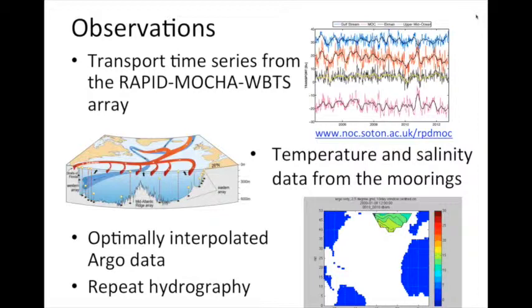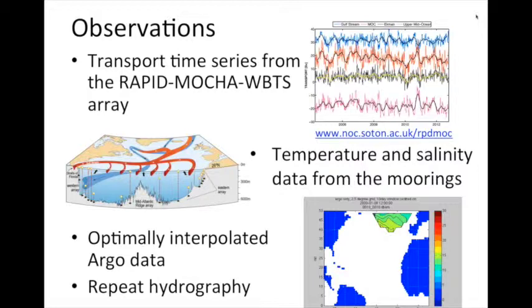using the RAPID-MOCHA Western Boundary Time Series array. So this makes up the 26 North array and gives us the nice estimate of a much higher resolution. I think every 12 hours they produce the MOC that we're kind of used to seeing now, but need to remind ourselves that these didn't exist at one stage.